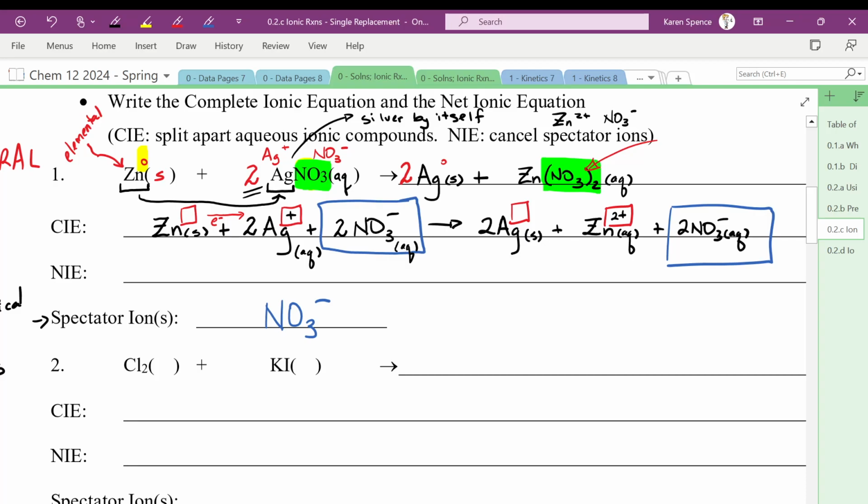So how would we then write the net ionic equation? All we would do is not write the spectator ions. So we would write Zn solid plus 2Ag+ aqueous goes to 2Ag with no charge solid plus Zn2+ aqueous. The nitrates are still there, they're just not doing anything.